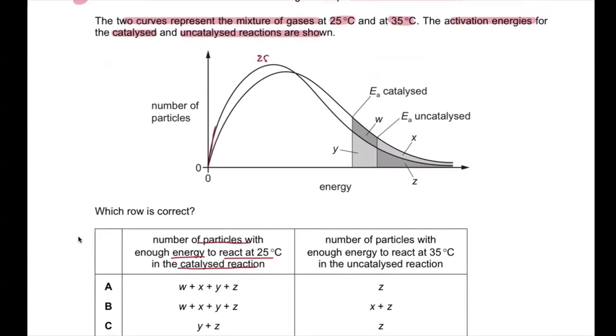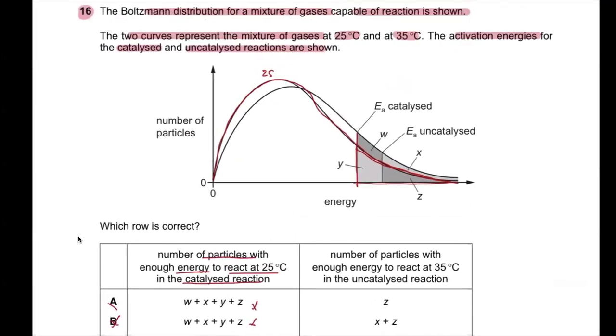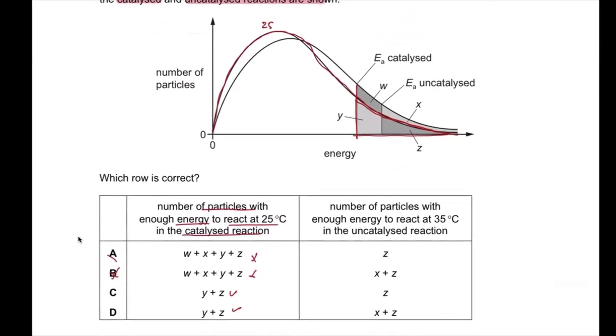So let me make it a red line. And that is a catalyzed reaction. So it means this is the case, and it is going to be just Y plus Z. So A and B are wrong. Is this clear? And either C or D.